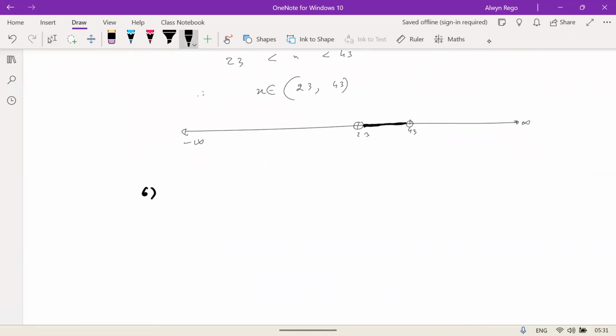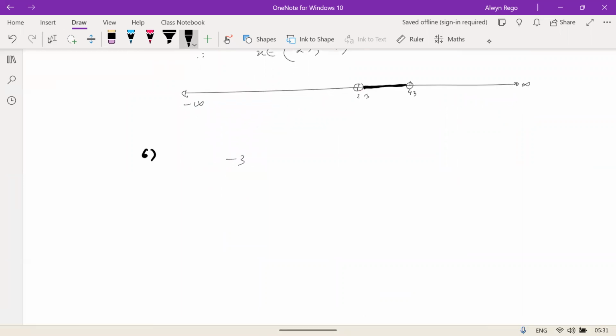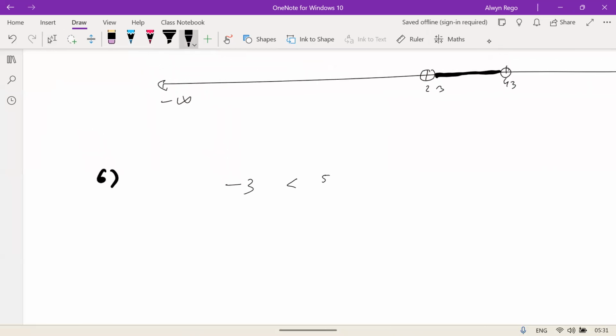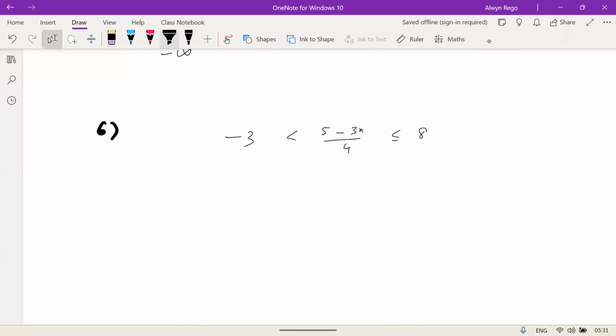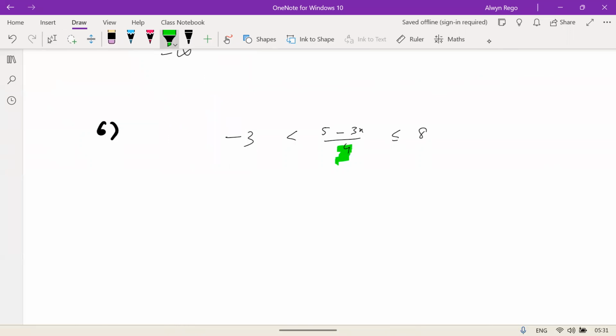Let's say the 6th one. Let's say you have something like this: negative 3 is less than 5 minus 3x divided by 4 is less than or equal to 8. Again, I have to first of all multiply by 4, and multiplying by 4 throughout is not disturbing the inequality. So you find that negative 3 times 4 is less than 5 minus 3 times x is less than or equal to 8 times 4 there.